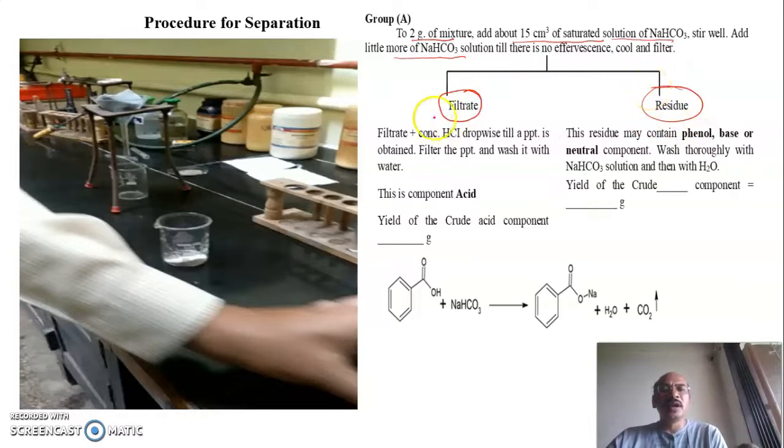Then what to do with filtrate? Procedure is given below. What to do with residue? Procedure is given below. Now the filtrate we have to treat with hydrochloric acid. Then a regeneration of acid will be there. Now during this procedure, this will be the reaction taking place.